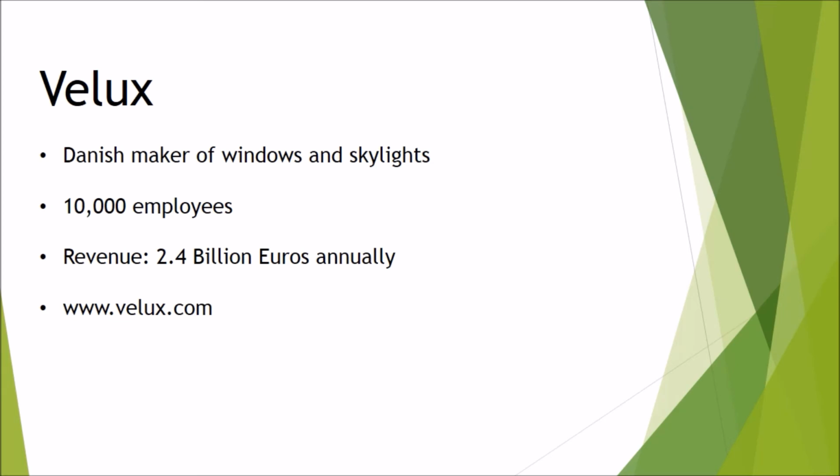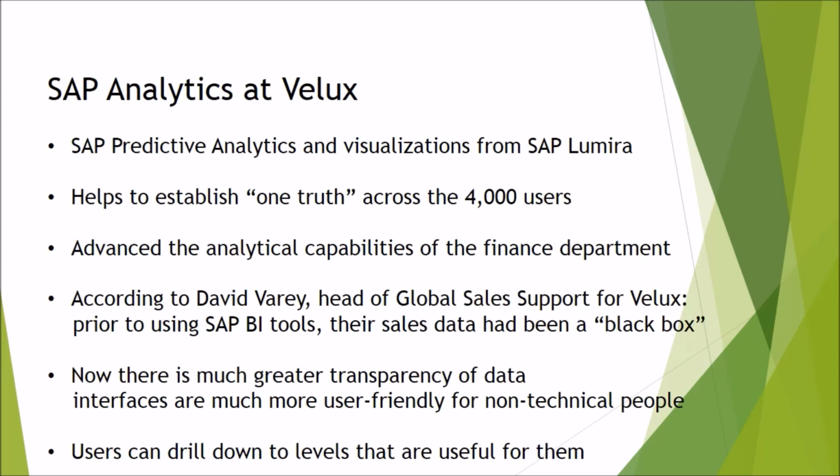The next company we'll look at is Velux. They're a Danish maker of windows and skylights. They have 10,000 employees and a revenue of 2.4 billion euros annually. SAP Analytics at Velux: they use both SAP Predictive Analytics and visualizations from SAP Lumira. Those products help to establish one truth across their 4,000 users. And the predictive analytics has helped advance the analytical capabilities of the finance department.